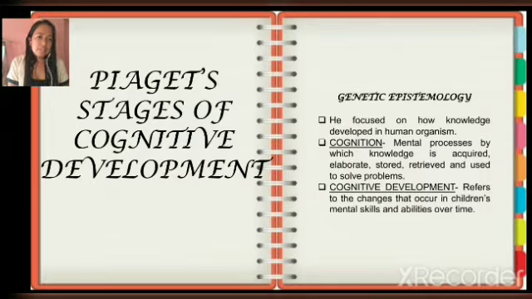The next term is cognitive development. It refers to the changes that occur in children's mental skills and abilities over time. So it is the changes in our mental processes over the time we develop since we are born up to the present. So the changes at that certain period of time is called cognitive development.